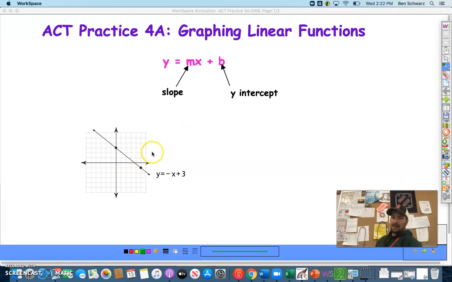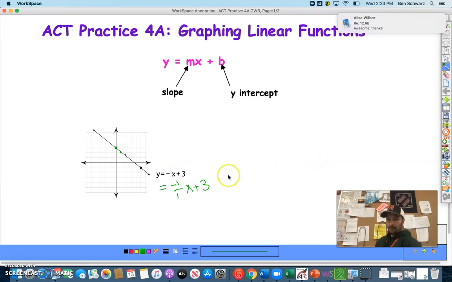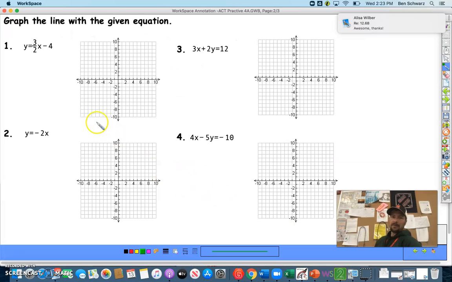So just for a quick example, today we're going to be graphing y equals negative x plus 3. Well, that's the same thing as saying negative 1 over 1, x plus 3. So to graph it, we have a y-intercept at 3. So we would put a point on our y-intercept and then go down 1 over 1. And then obviously these are going to make a line. So let's just get right into it and do a few examples.